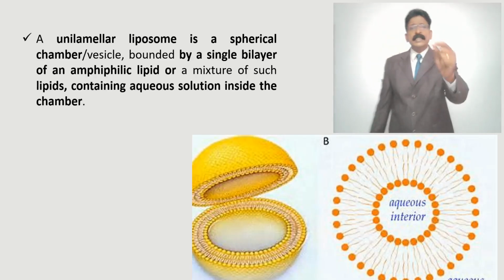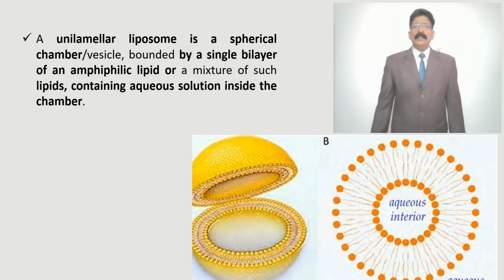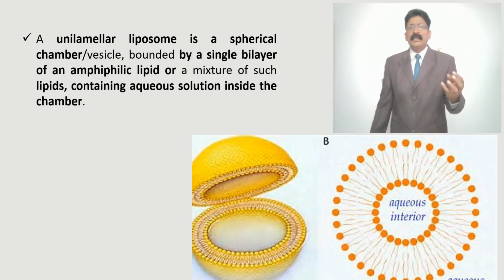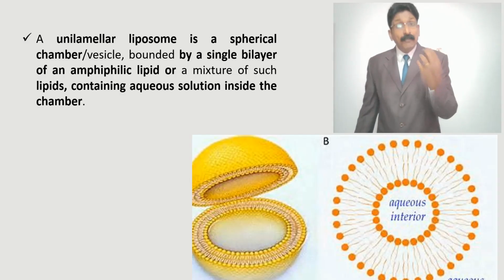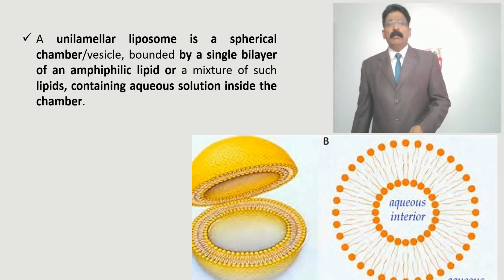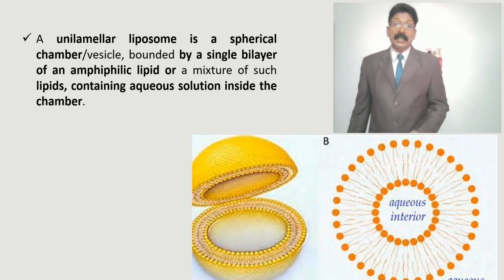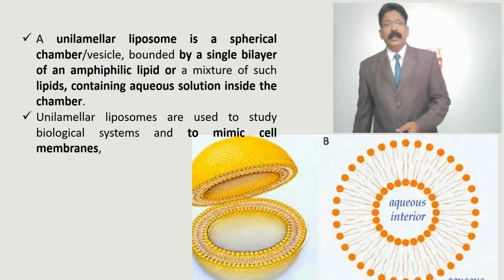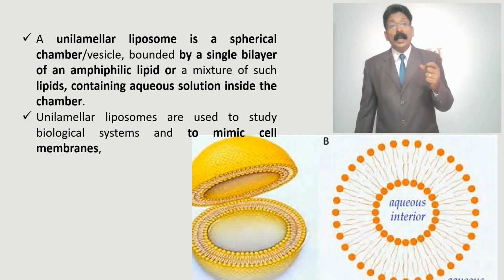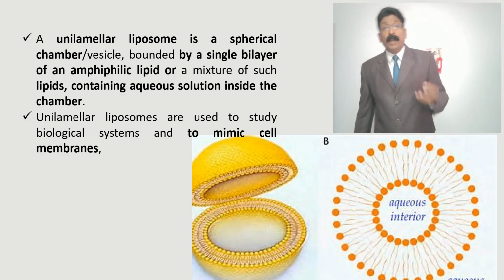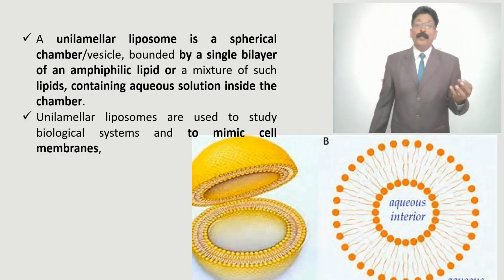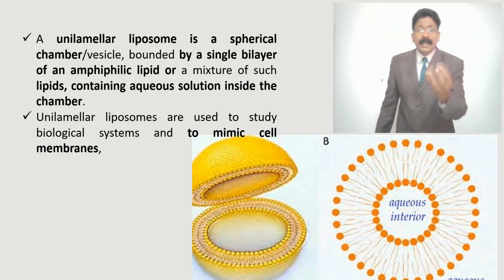A unilamellar liposome is a spherical chamber vesicle bounded by a single bilayer of an amphiphilic lipid or a mixture of such lipids, containing aqueous solution inside the chamber. The unilamellar liposomes are used to study biological systems and to mimic the cell membrane.